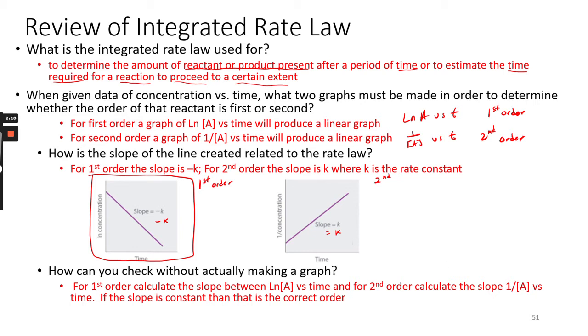How can you check without actually making the graph, because it's very time consuming to make the graph? Well, you could actually calculate the slope between a couple data points and see if it's changing. If the slope is constant, then that is the order.